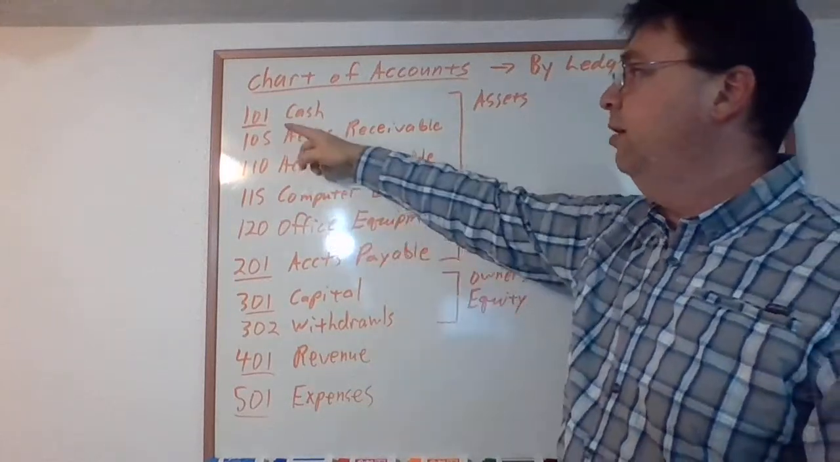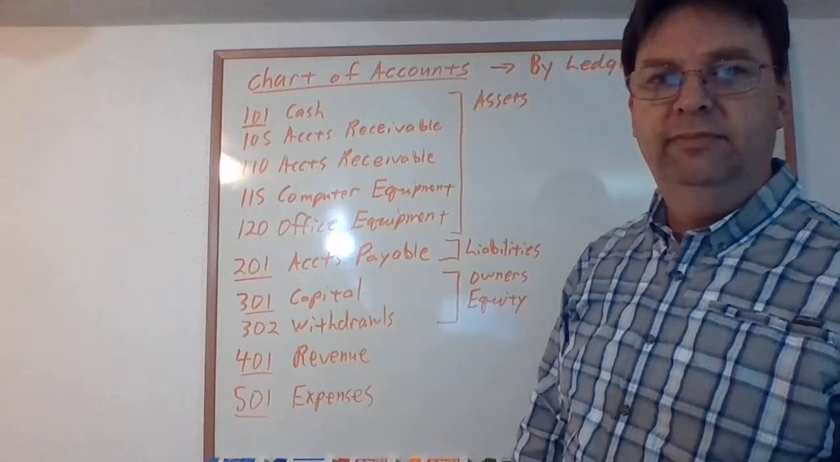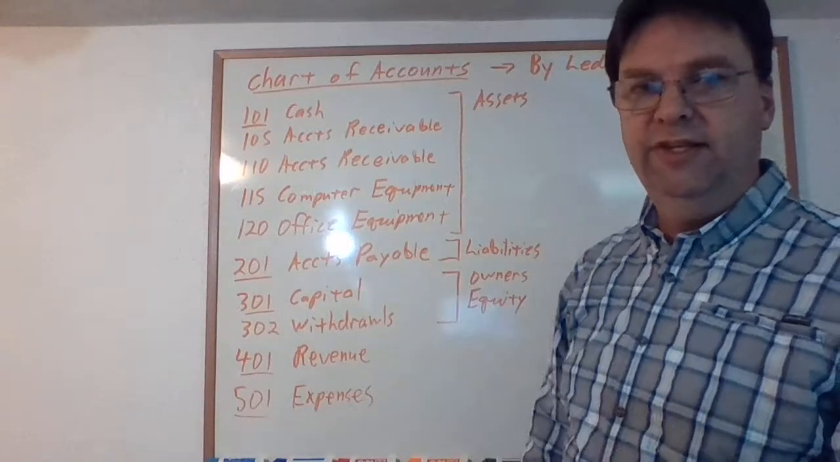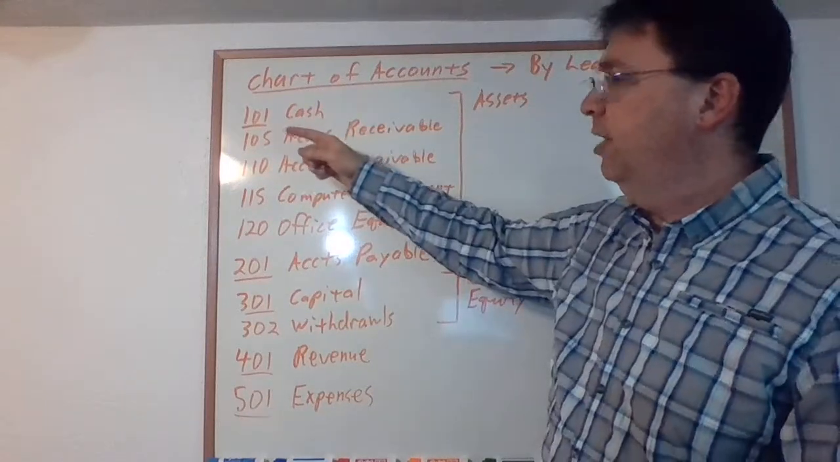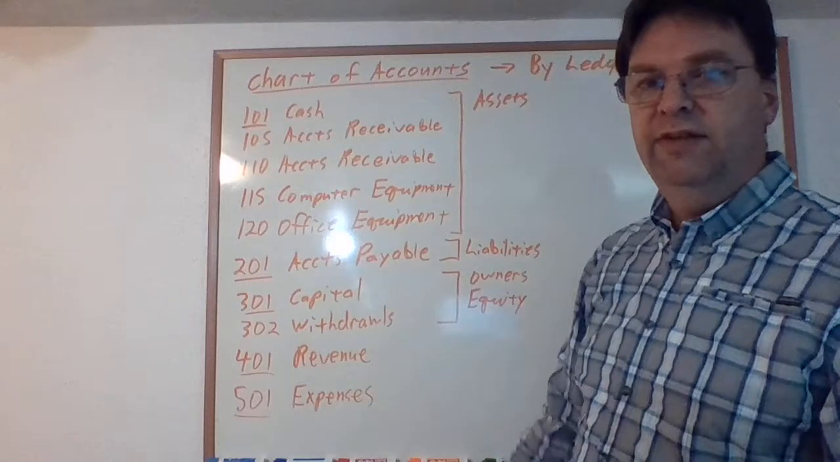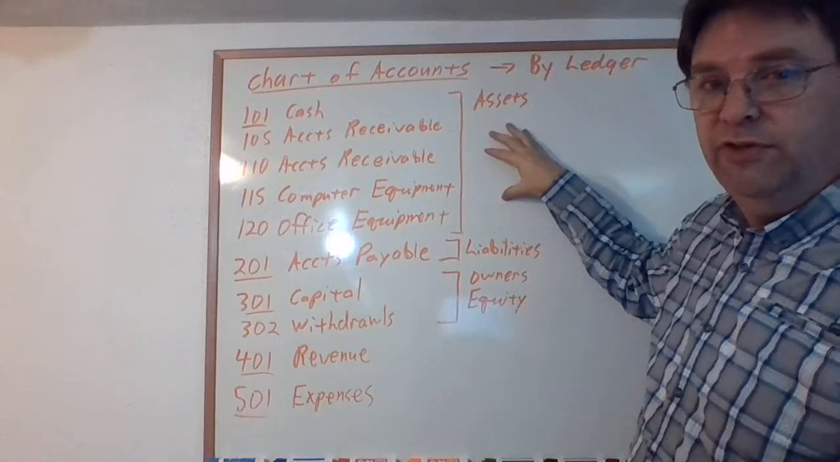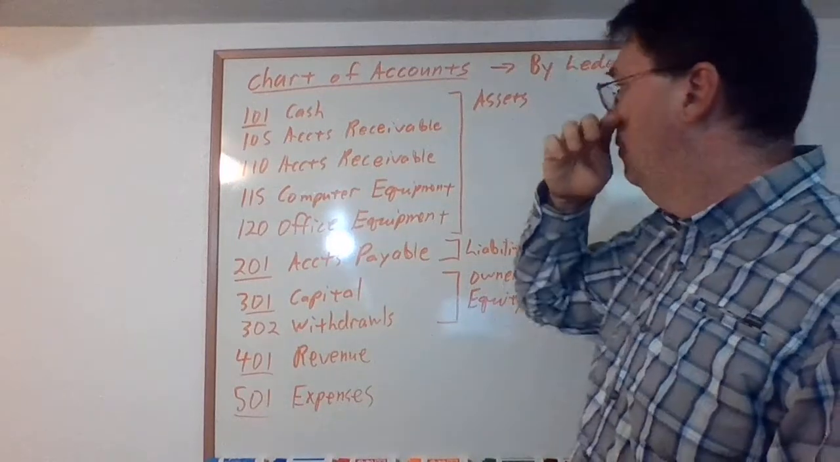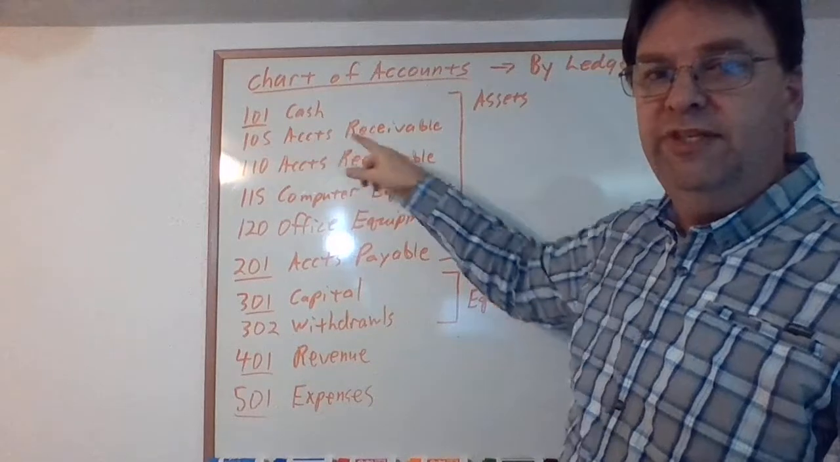So 101 is always cash. Okay? In all accounting practices, the number 101 means cash. And then after that, you will have major designations of numbers for different things. So these are all the assets in this first grouping right here. So if we take a look, we're going to see 105, that's accounts receivable.